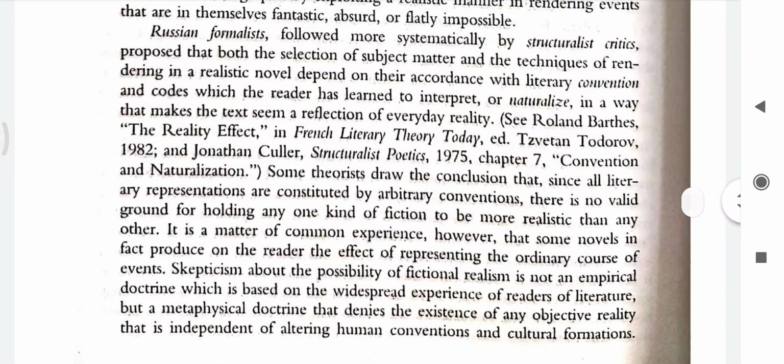There is the objective of new criticism that has developed in England. There are the Russian formalists who were followed more systematically by structuralist critics. They propose that the selection of the subject matter and the technique of rendering in a realistic novel depend on their accordance with the literary conventions and codes that the reader has learned to interpret and naturalize in a way that the text seems a reflection of everyday reality.